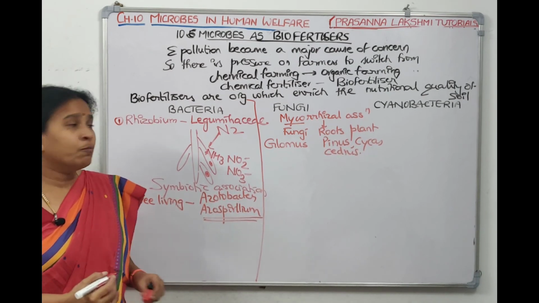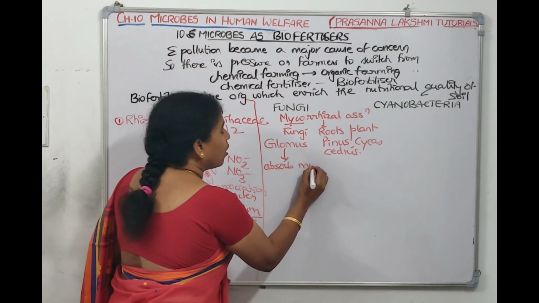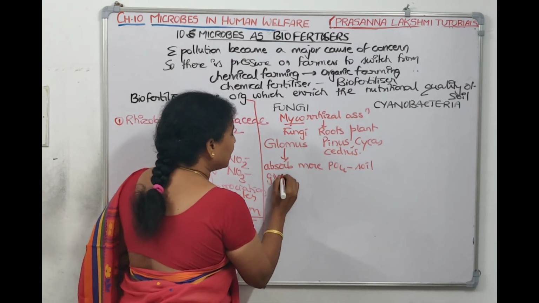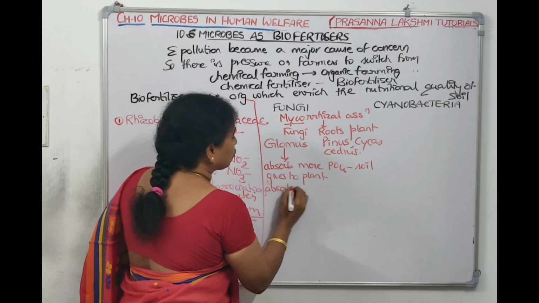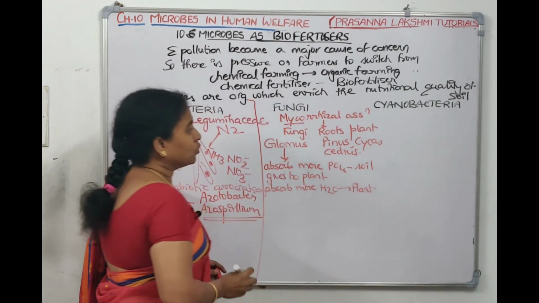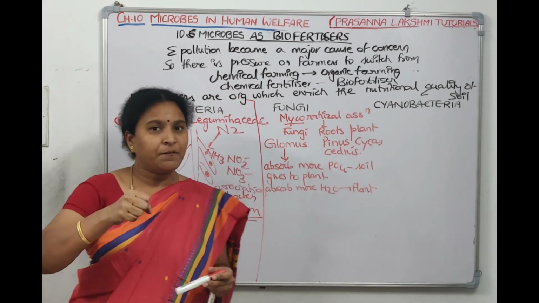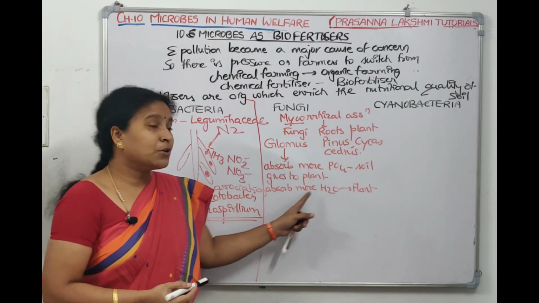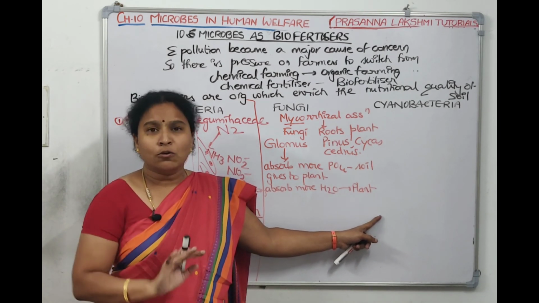Now what will the fungi do? The fungus called Glomus will absorb more phosphate from the soil and give it to the plant. It absorbs more water also from the soil and gives it to the plant. So what are the benefits the fungus is doing for the plant? Tell me. The fungus is absorbing phosphate from the soil, giving it to the plant. The fungus is also absorbing water and giving it to the plant. What will the plant do? Plant will give shelter, plant will give food to the fungi.